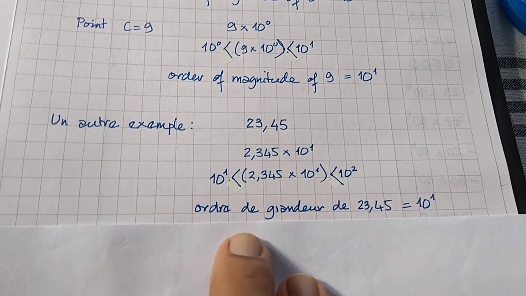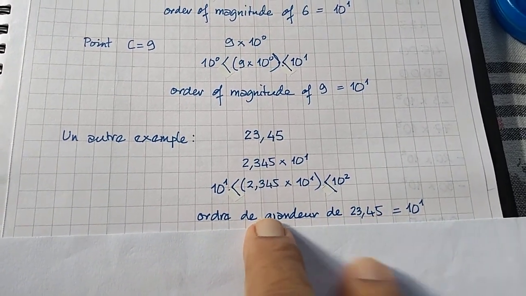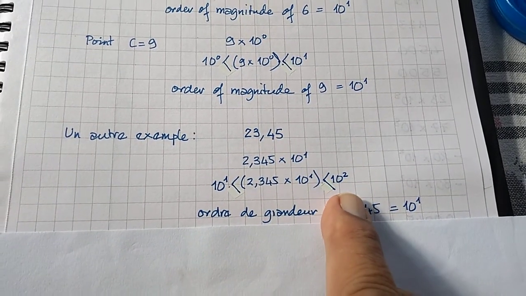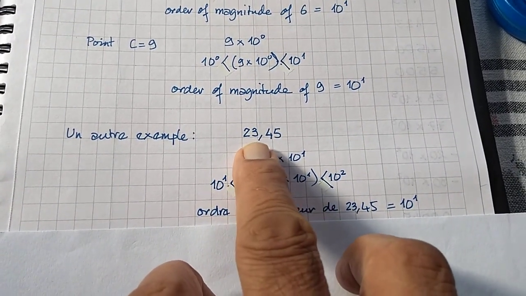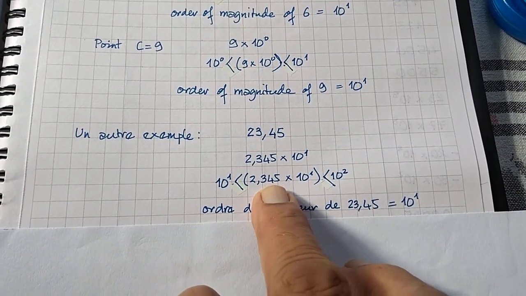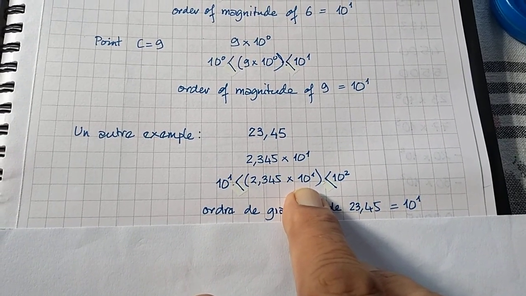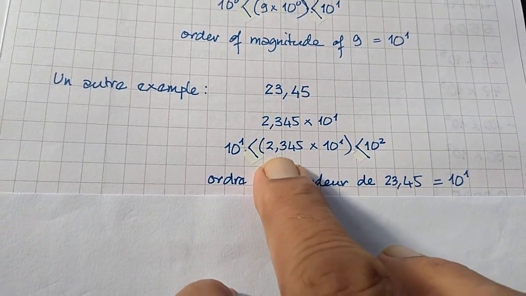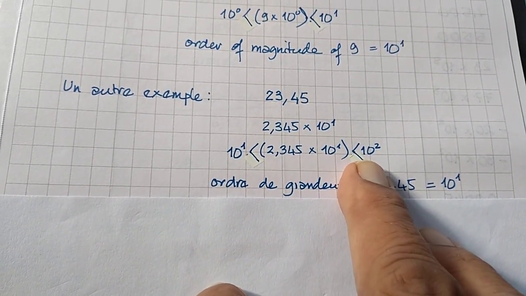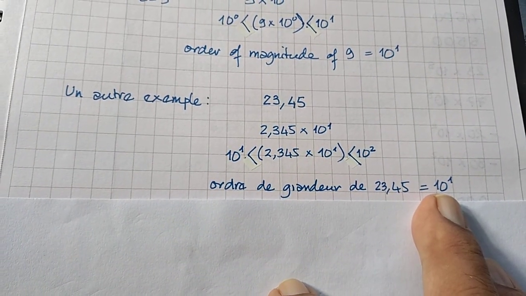So then ordre de grandeur de 23,45 est 10 à la puissance 1 because 23.45 is closer to 10 than it is to 100. So the number will switch when it exceeds or equals 50. If this number had been 50, then 5 into 10 to the power 1 would give us 50, and 5 we consider closer to this side than to that side, and then it would have been 10 to the power 2.